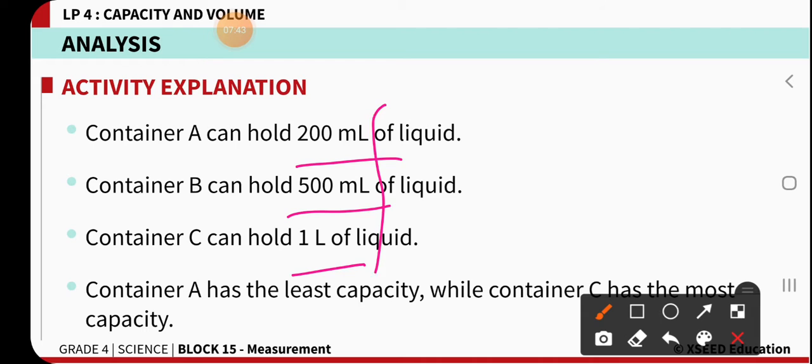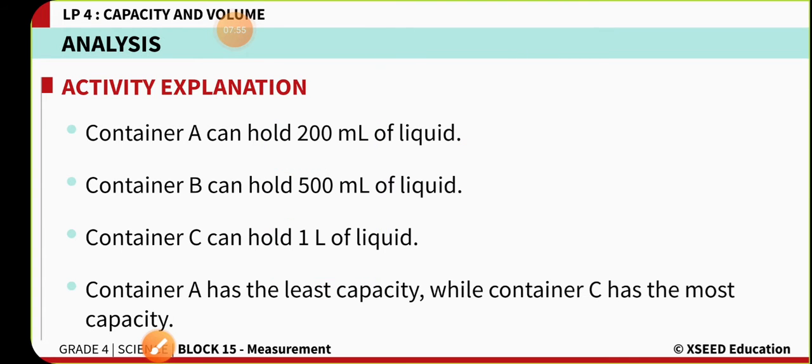So out of these three, which has more capacity? Yes, definitely container C has the most capacity and container A has the least capacity.